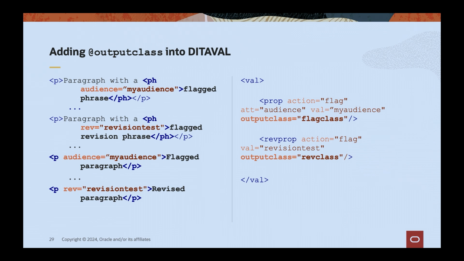So you can see my DITAVAL on the right-hand side. Say anything that is flagged with audience equals my audience will get treated as if it had the output class attribute, flag class. So that becomes a class in your CSS. Same with revisions. Anything that's flagged with revision test gets an output class for revisions. Okay? So that's a lot of text.